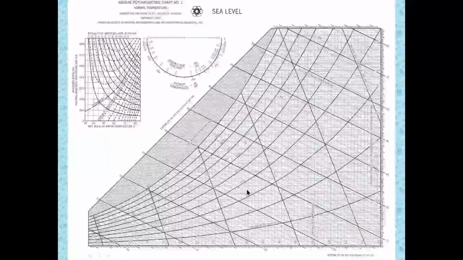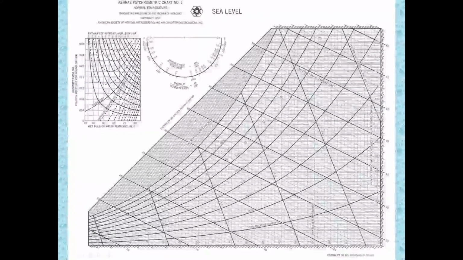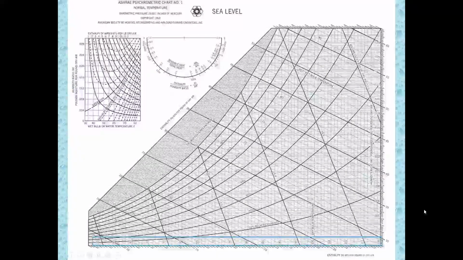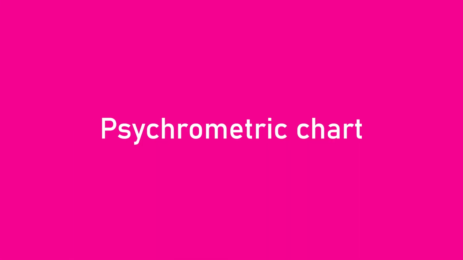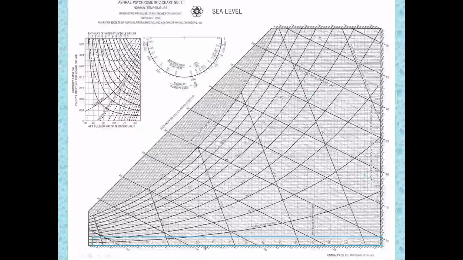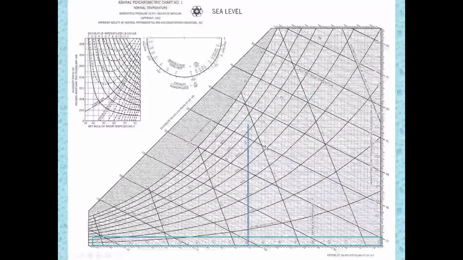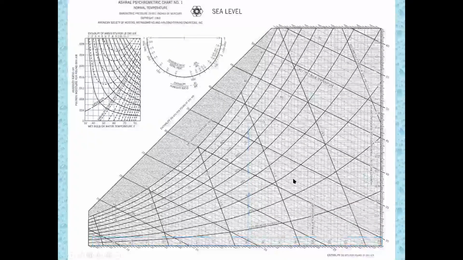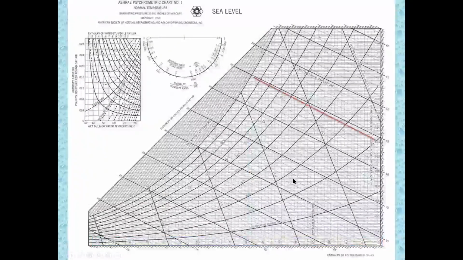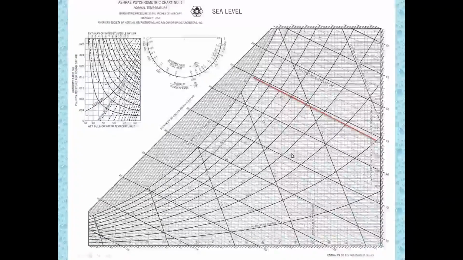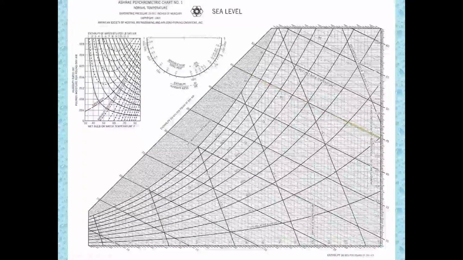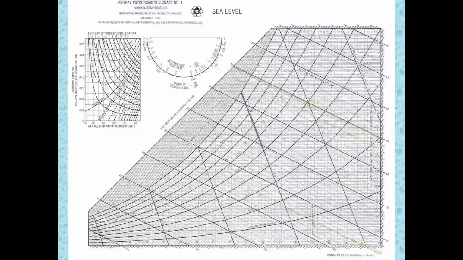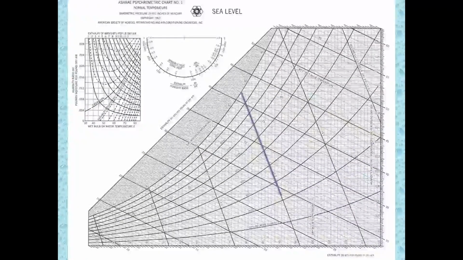All right. So, quick review of the psychrometric chart. This is the sea level psychrometric chart. We have dry bulb temperatures on the horizontal axis. So, this is a constant dry bulb temperature line. We have constant wet bulb temperatures. We have constant enthalpy for specific enthalpy lines. We have constant specific volume lines.